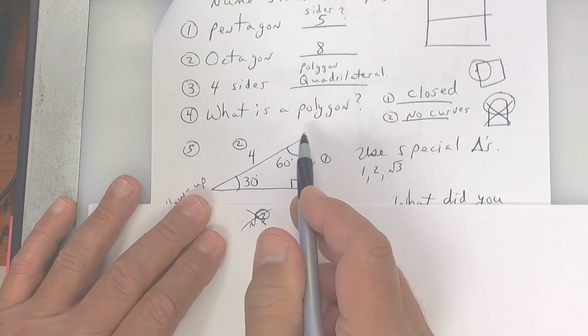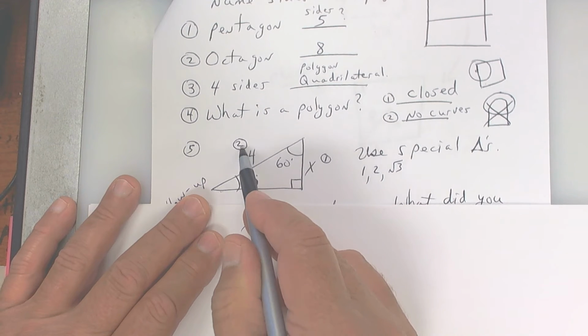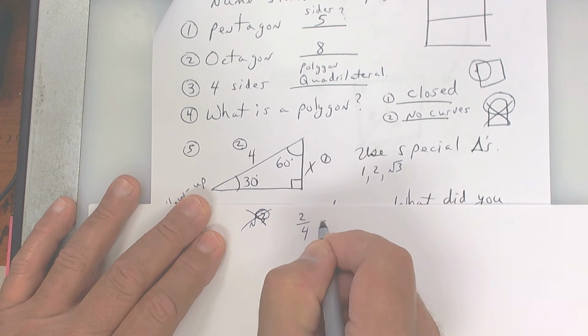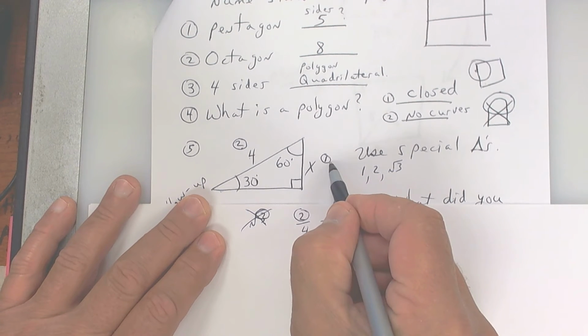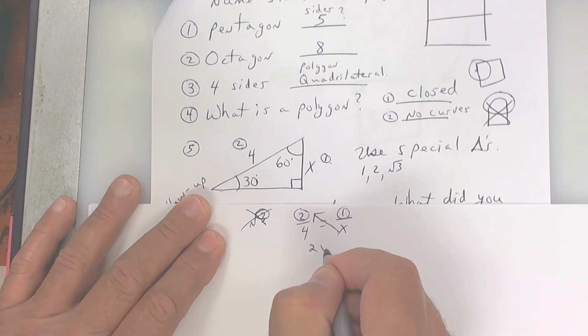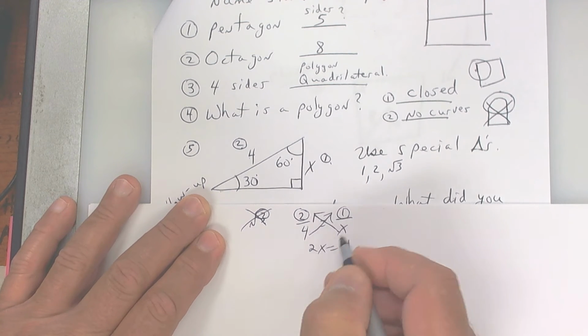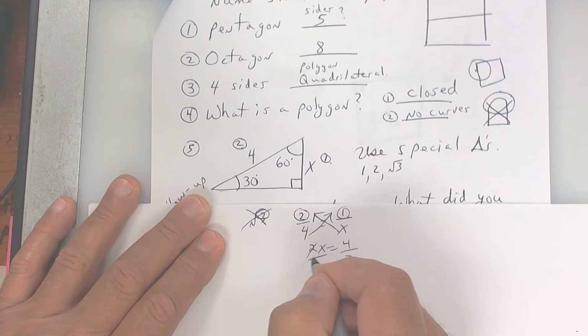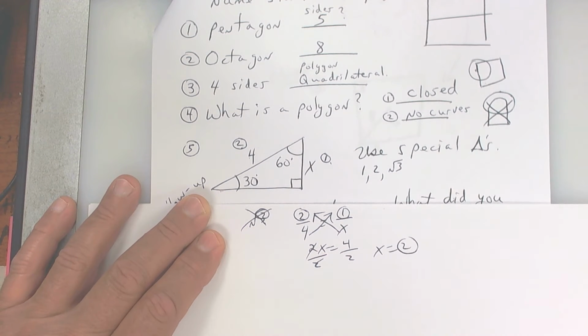Remember, the circles go at the top. So here's my circle. So it's 2 over 4. And here's my other circle, 1 over x. We're going to cross multiply and get 2x is equal to 4. Divide by 2. And get x equals 2. And there it is, and that's how you use special triangles.